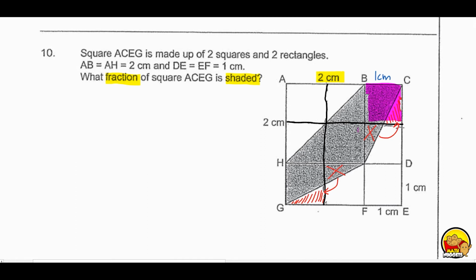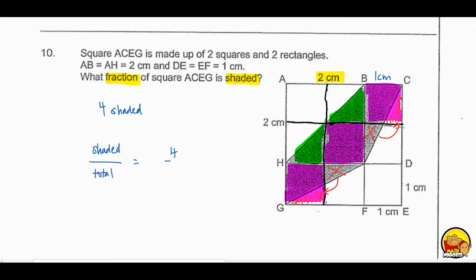Okay, so we have 1, 2, 3, and these two green ones make up 4, right? So I have 4 shaded squares. So what fraction of the square is shaded? I need the fraction to be shaded parts out of the total. So since I have 4 shaded, total is 9. That will be the fraction. This is 4/9 shaded.